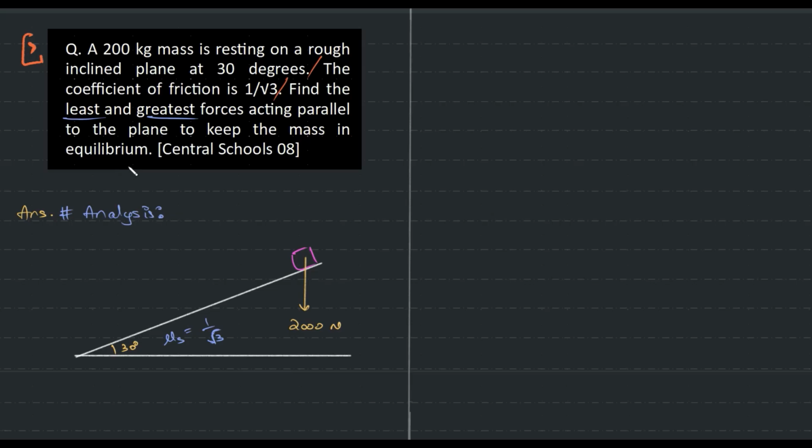So my question to you guys is, where do this least and the greatest force come into the picture? Well, this is a bit of a weird scenario, so it would be better if you pause over this. Just think about where this least and greatest force that they are talking about is. One condition is that it's parallel to the plane. So forces are parallel to the plane. It's like this, parallel to the slope.